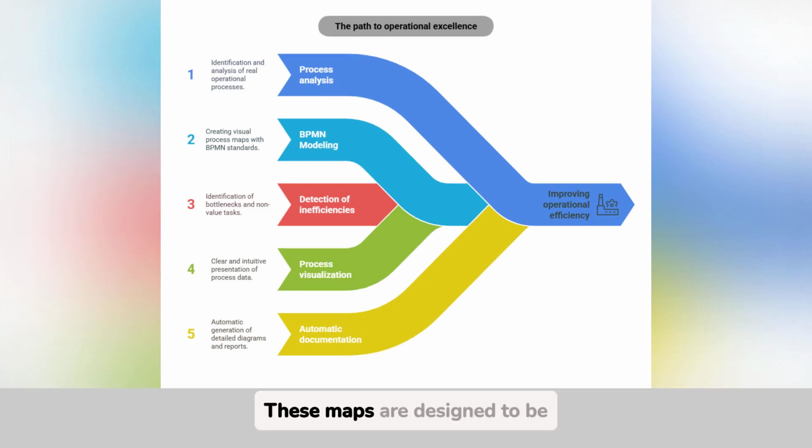Absolutely. These maps are designed to be clear, navigable, and intuitive. You can even see task volume, execution times, and bottlenecks right on the diagram. It's like having a complete color X-ray of your processes. That sounds very powerful. And how does it detect problems?